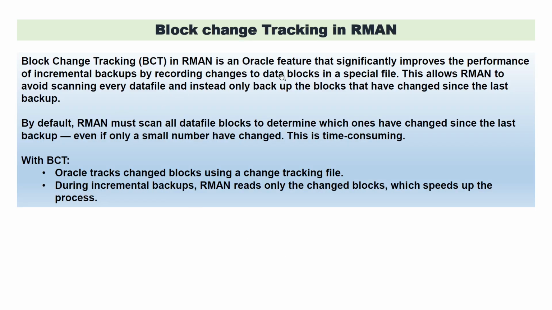Block change tracking is an Oracle feature that improves the performance of incremental backups by recording changes to data blocks in a special file. This allows RMAN to avoid scanning every data file, and instead only back up blocks that have changed since the last backup. By default, RMAN must scan all data file blocks to determine which ones have changed since the last backup, even if only a small number have changed. This is time consuming. With block change tracking, Oracle tracks changed blocks using a change tracking file. During incremental backups, RMAN reads only changed blocks, which speeds up the process. So block change tracking is a feature which improves the performance of incremental backups.